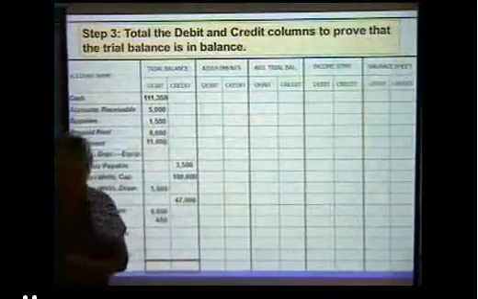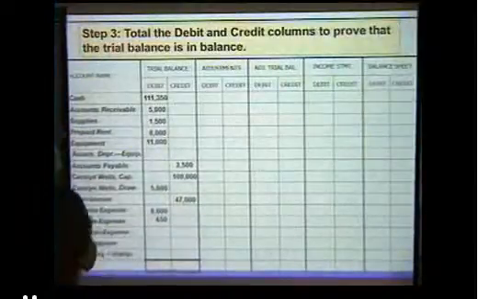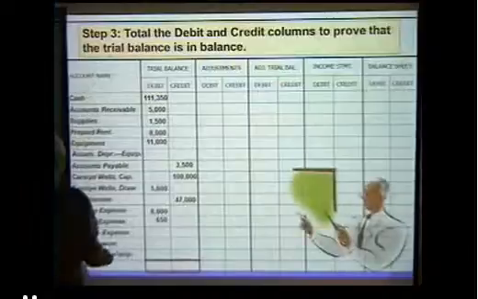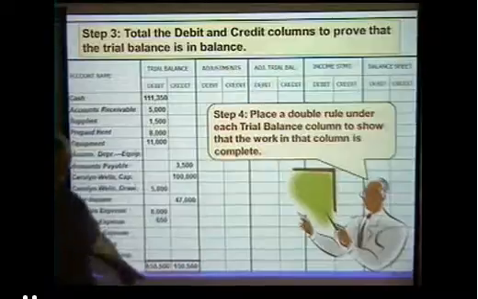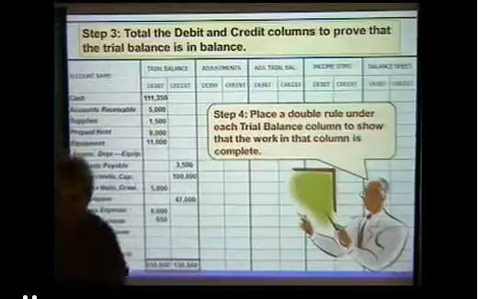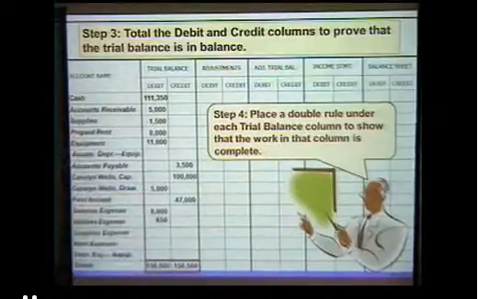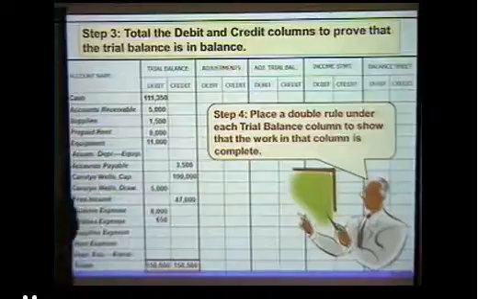Okay. And then we total them up. And we really do hope they balance, right? Yes! Yeah, they did. So then we put a double line. Okay. A double line under it. Can y'all see that? Okay.